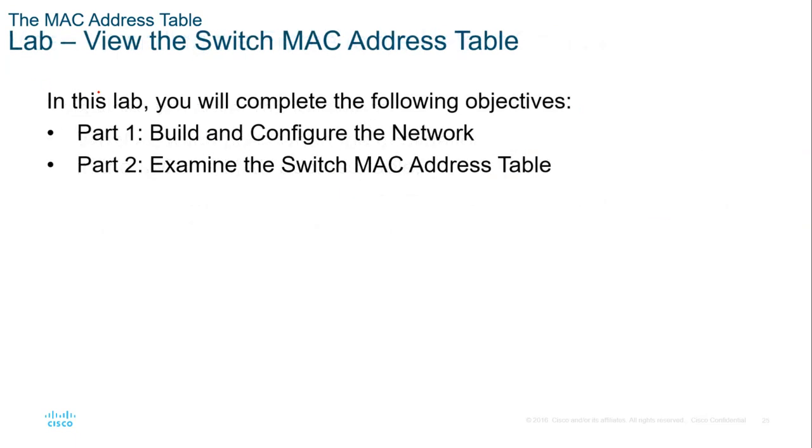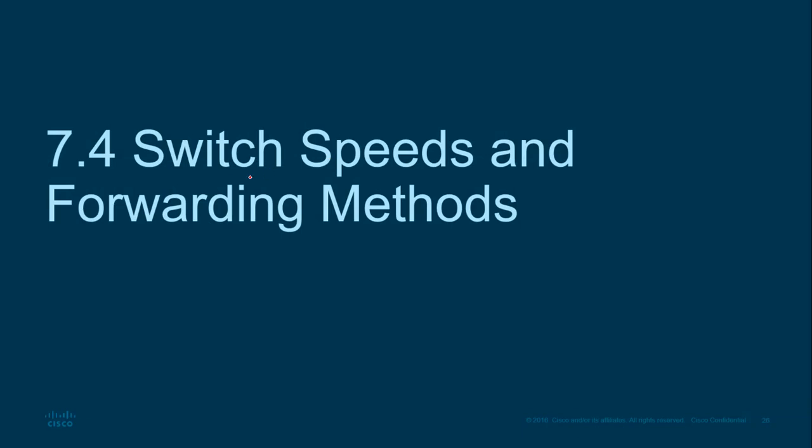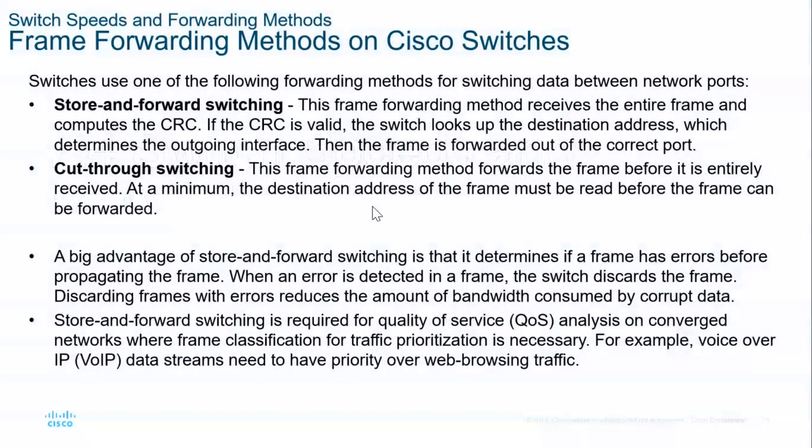Okay, then we have the lab: view the switch MAC address table. So build and then configure the network, then examine the switch MAC address table. Next, we have switch speeds and then forwarding methods.